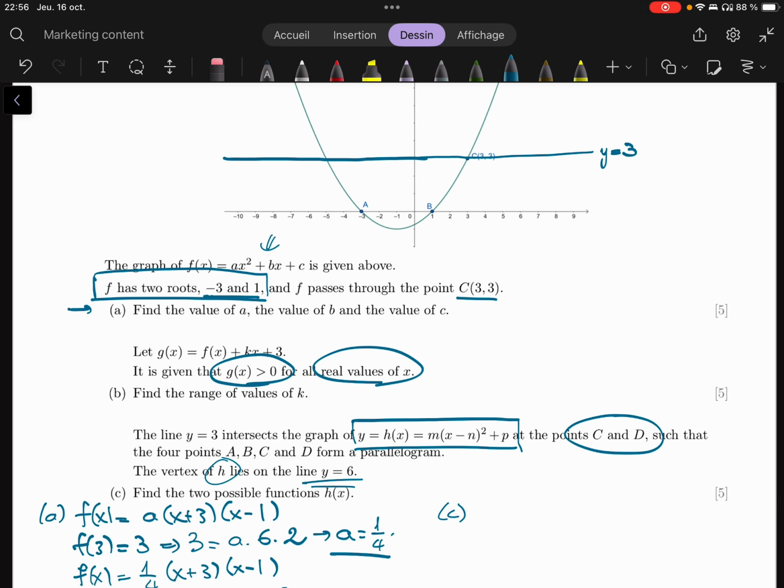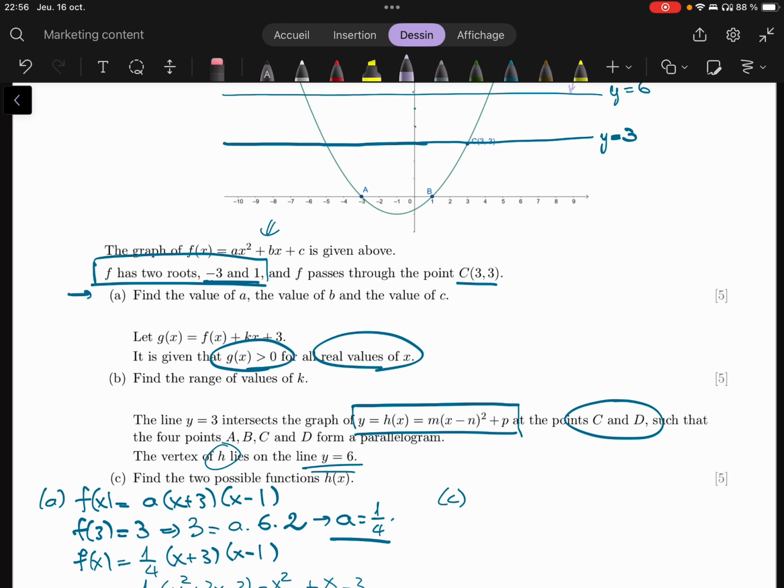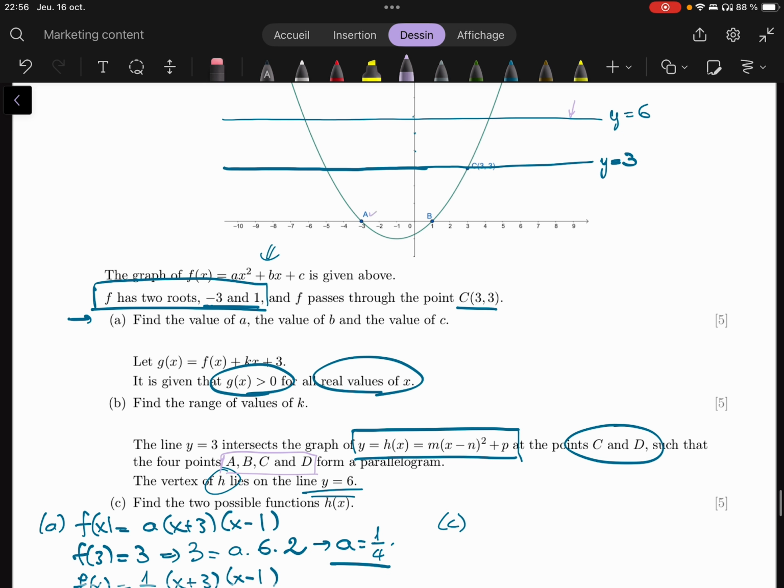We know the vertex of h lies on the line y equals 6. So the vertex has to lie on this line. We know that the 4 points A, B, C, and D form a parallelogram. So we have A, we have B, we have C. One potential position for D is over here. That would give us the parallelogram ABCD.